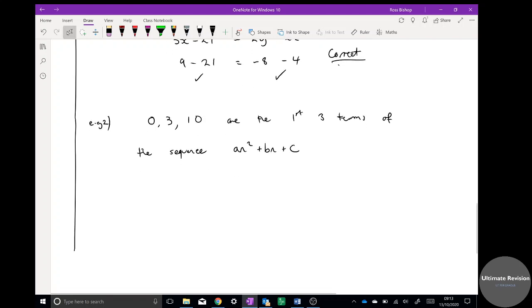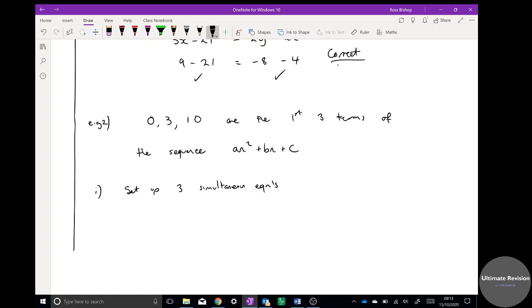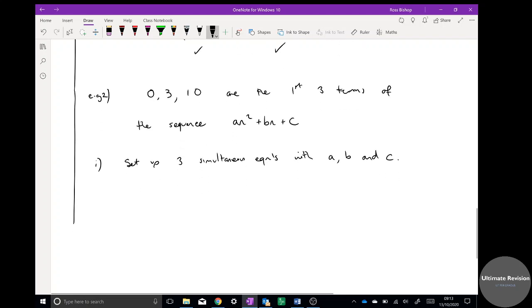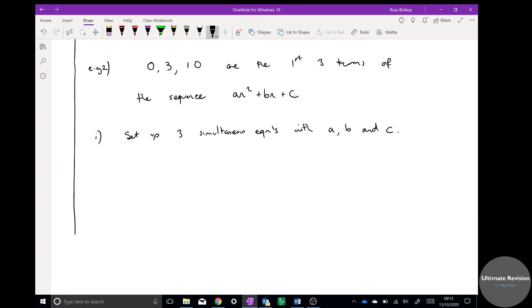Okay. Part 1, set up 3 simultaneous equations with A, B, and C. And you might want to pause the video at this point and have a go at that yourself. So set up 3 simultaneous equations with A, B, and C.